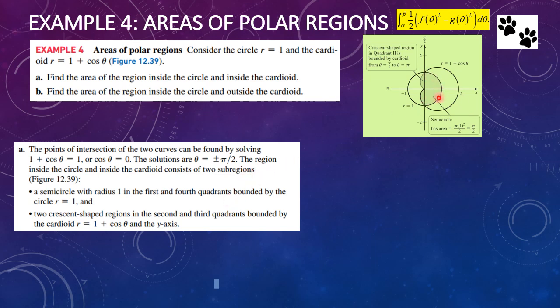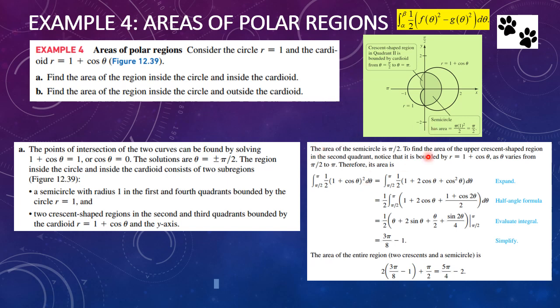Well, since we know that the radius of the circle is 1, and we know that the area of a circle is pi r squared, which would just be, since r is equal to 1, pi times 1 squared, which would be just pi. So the entire area of the circle is pi, but the shaded area only has half of that circle. So we already know the area of the semicircle, which would be pi over 2, half of the circle, okay? And that's what this says here.